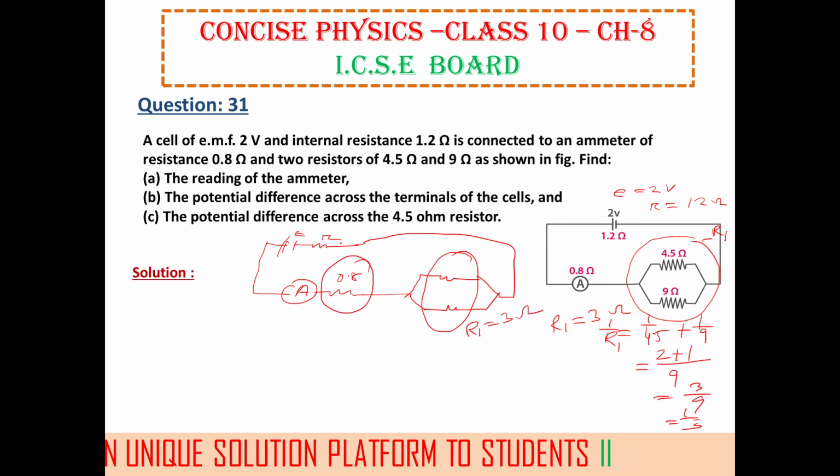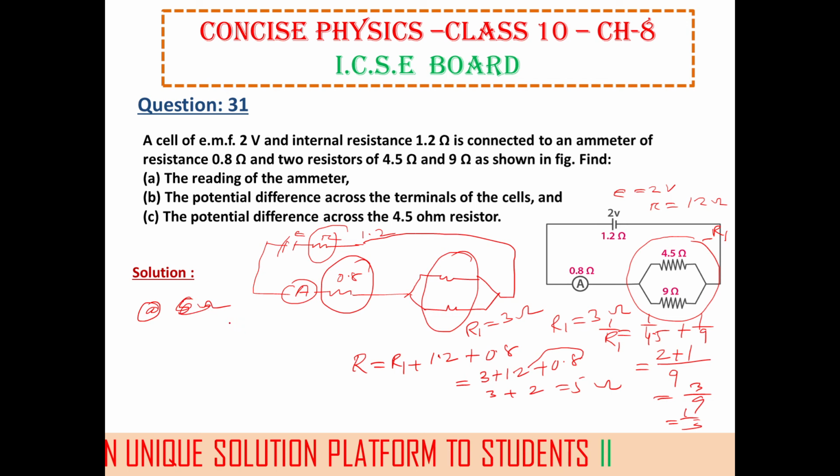So the total equivalent of this is R1 equal to 3 ohm, and here it is 0.8 ohm. Now it is 1.2 ohm. So the total equivalent resistance of the circuit is R equal to R1 plus 1.2 plus 0.8. It is coming 3 plus 1.2 plus 0.8. On adding this, it is coming 3 plus 2 equal to 5 ohm. So finally the answer of question A is 5 ohm. No, not 5 ohm. This is the resistance.